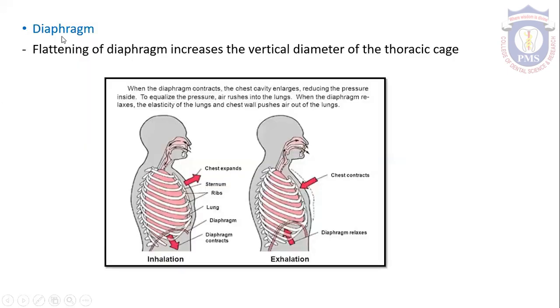So this is how the bucket handle as well as pump handle movement occurs. Now, diaphragm. As we know, the flattening of diaphragm increases the vertical diameter of the thoracic cage. So whenever the diaphragm contracts, the chest cavity enlarges, reducing the pressure inside it, and vice versa. So these are the movements of thoracic cage.